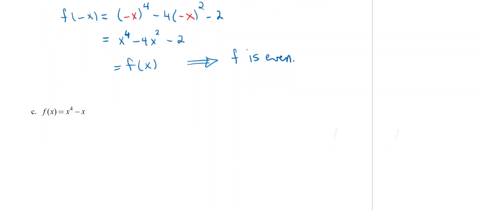Let's do one more, and you might want to try this on your own first and then check back and see the work. We have to find f of negative x, so that means I will replace all the x's with negative x. So what do we get? Negative x to the fourth power is just x to the fourth power. Negative x becomes plus x. That is not the same as the original function, so we know it's not even. Is it odd? Let's see.